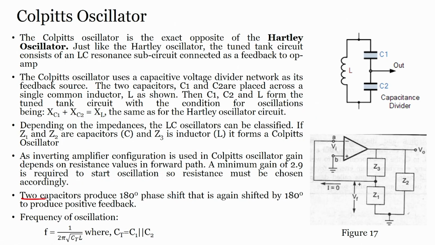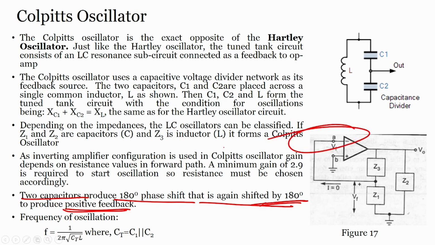Two capacitors produce a 180 degree phase shift, which shifts the gain by 180 degrees to produce the positive feedback. Why? Because we are applying the signal to the inverting terminal of the op amp, so the output phase would be 180 degrees out of phase with respect to the input signal. We should have one more 180 degree phase shift, and this is given with the help of two capacitors.